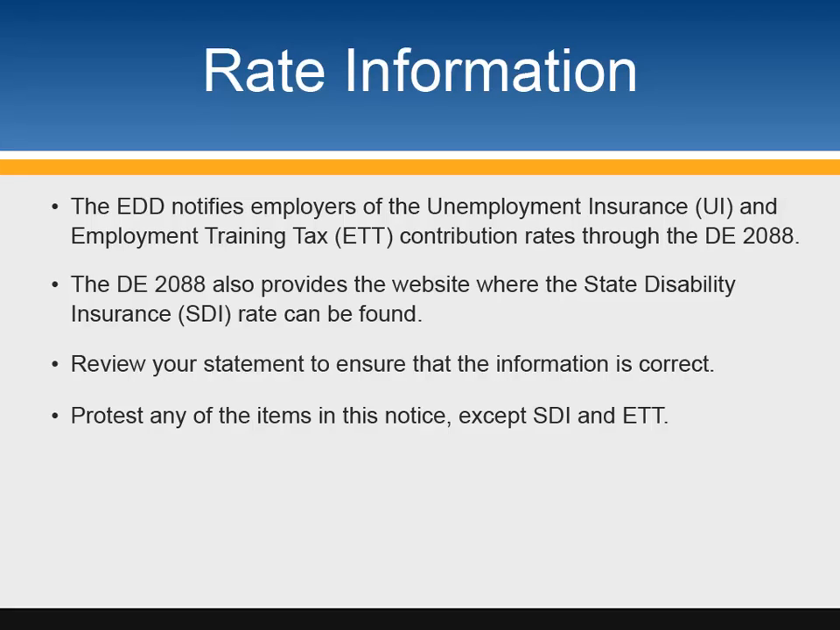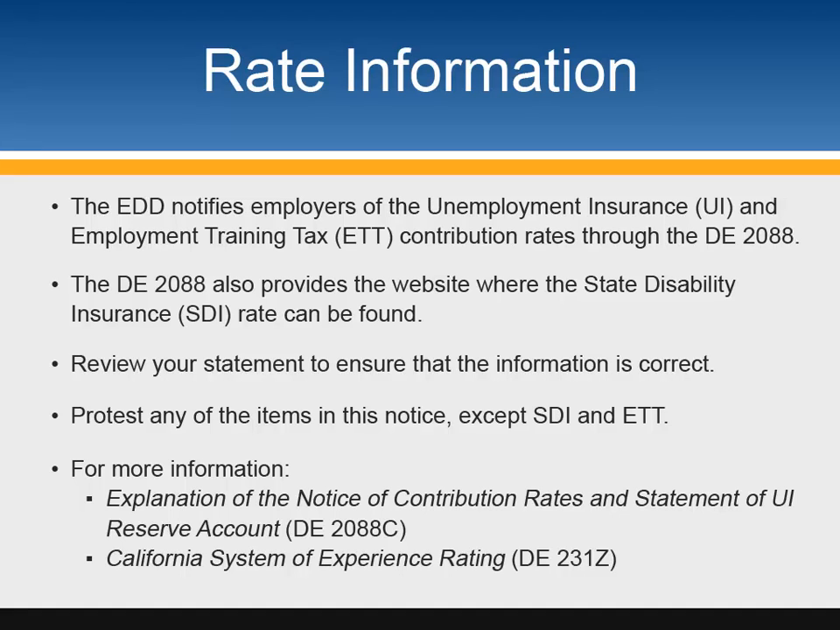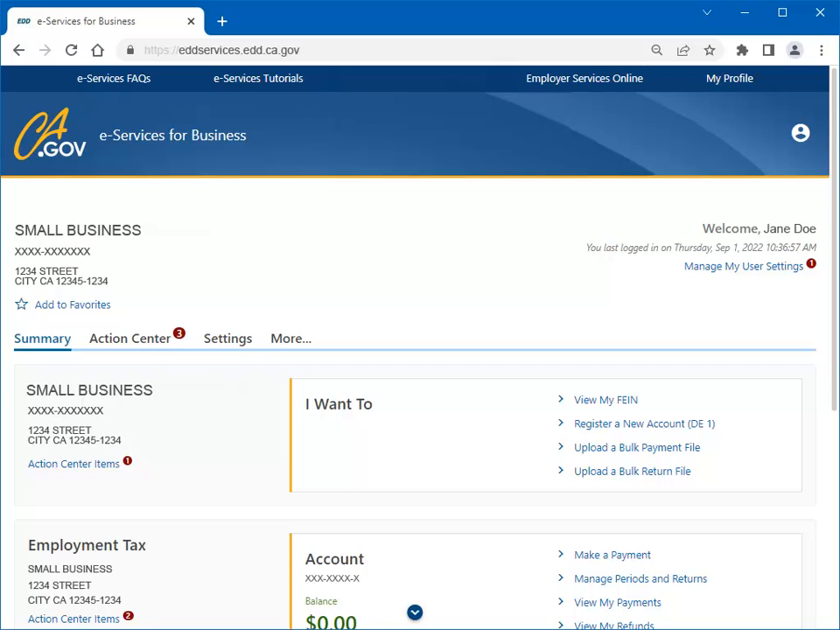You may protest any of the information contained in the notice except SDI and ETT, which is specifically set by law. For more information, please refer to the explanation of the Notice of Contribution Rates and Statement of UI Reserve Account, DE 2088C, or Information Sheet California System of Experience Rating, DE 231Z. If you have access to more than one account, you will need to select the account first.